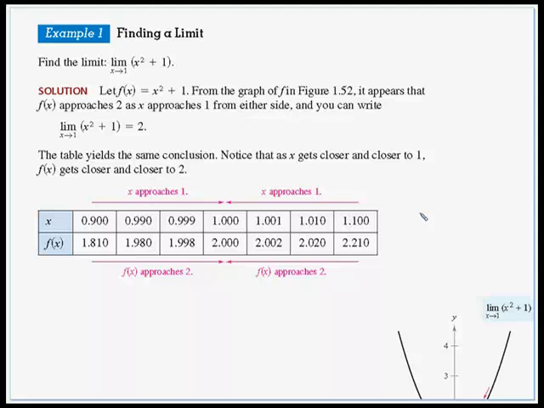Now, are all of these that tricky? Do we always have holes in graphs? No, not at all. Find the limit of this function. The limit as x approaches 1 of x squared plus 1. So, let's see here. If we plug that into our table, as we approach from above and below, it looks like we're getting closer and closer to the number 2.